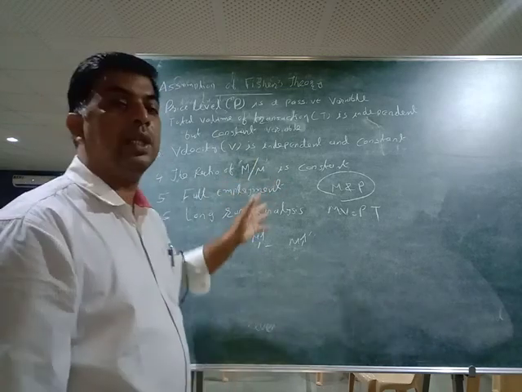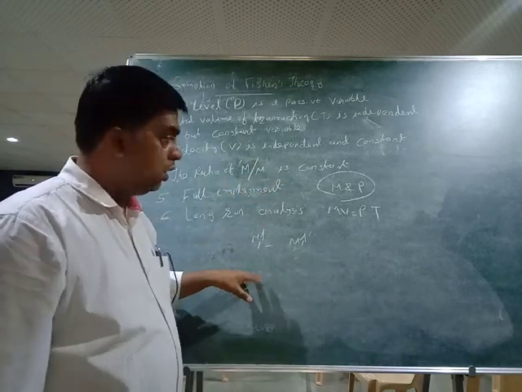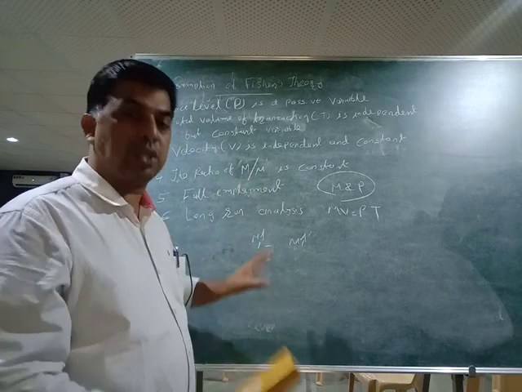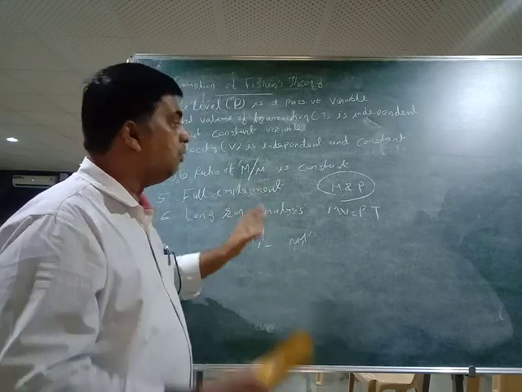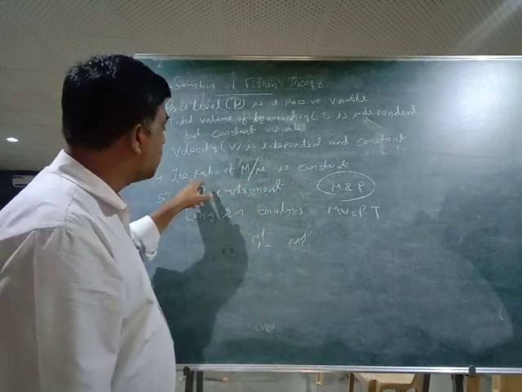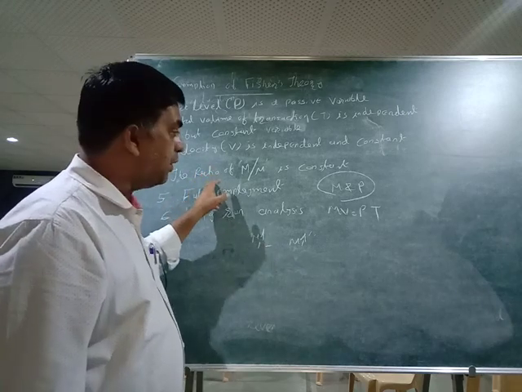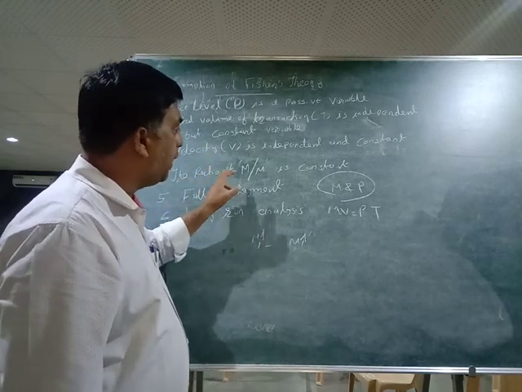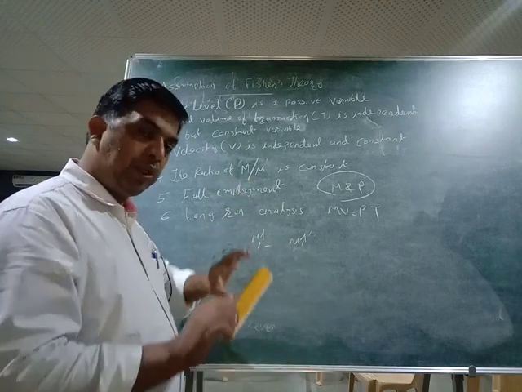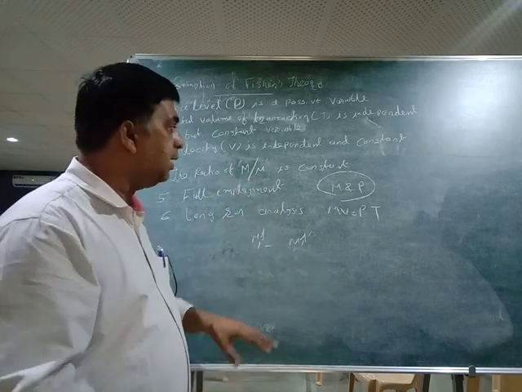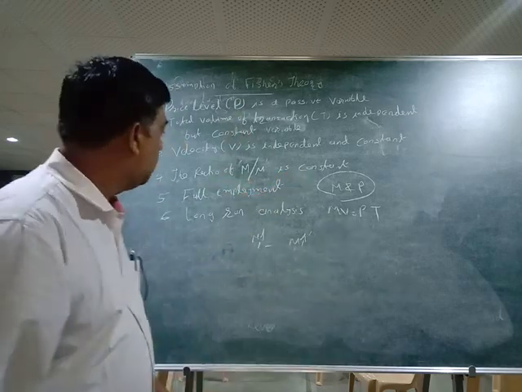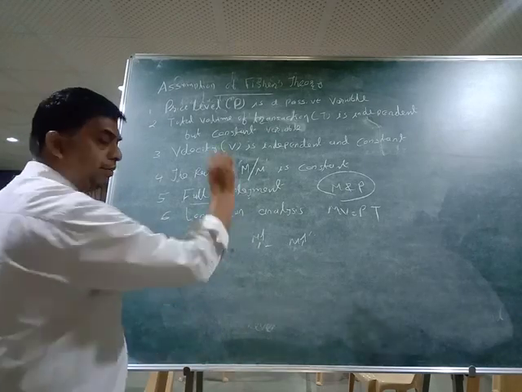Otherwise, the relation cannot be maintained. So the proportion will be fixed. The ratio will be fixed. So it is also an assumption of Professor Fisher that the ratio of M upon M dash, between the currency money and bank money, remains constant. Next, full employment.